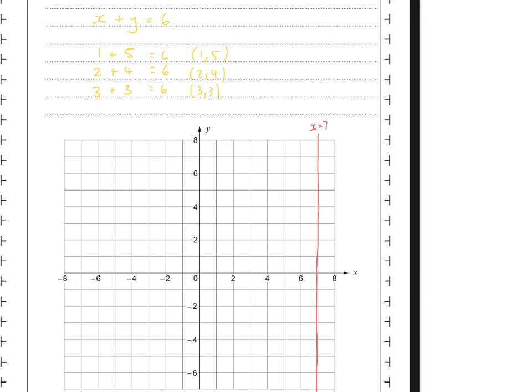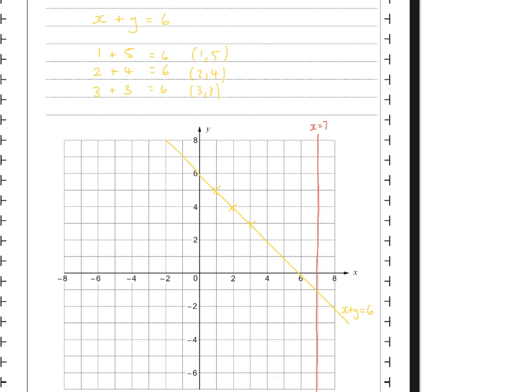Okay? So 1 and 5. So across the corridor, up the stairs, so (1, 5). Then 2 and 4, so by there, and then 3 and 3. Now, if I've plotted these correctly, my ruler should go through every single point. So I'm now measuring my ruler up, and it should go straight through there and there. Okay, and I'm going to write by that x plus y equals 6. Note that it goes through each 6 as well on the axes. That's not a coincidence, that's because this answer here was 6.